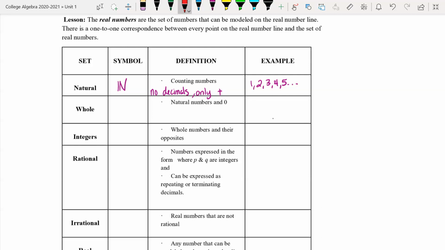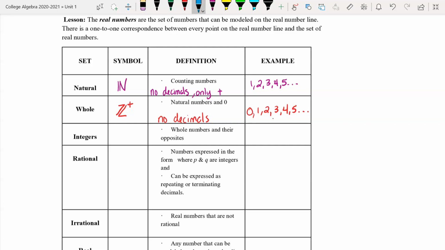Now whole numbers is the next set. So again, we're building on natural numbers. So whole numbers are natural numbers and 0. So again, no decimals, only positive, but now instead of saying only positive, we also include 0. So the examples would be 0, 1, 2, 3, 4, 5, right? And that's going to go on forever.